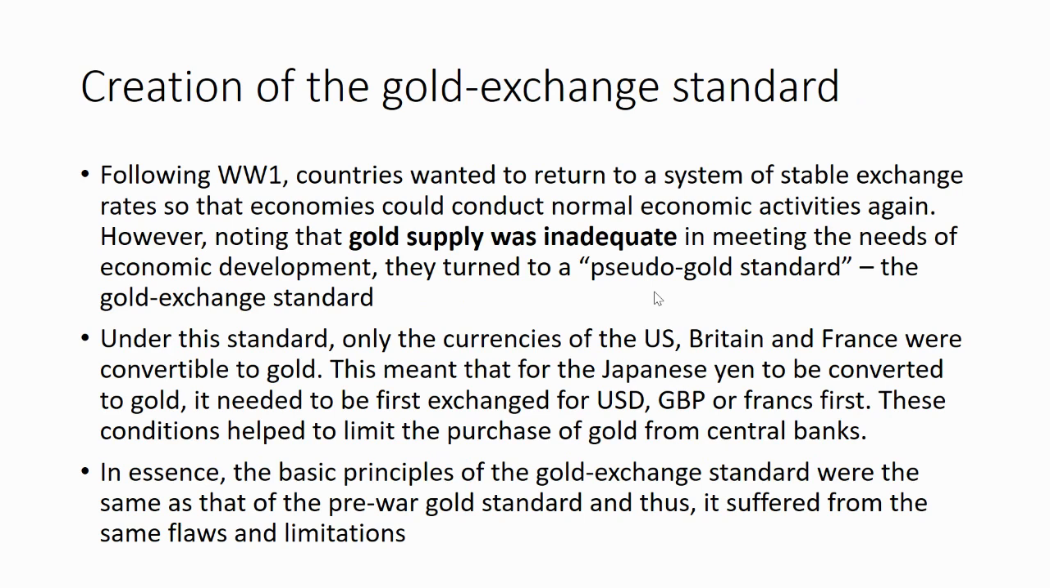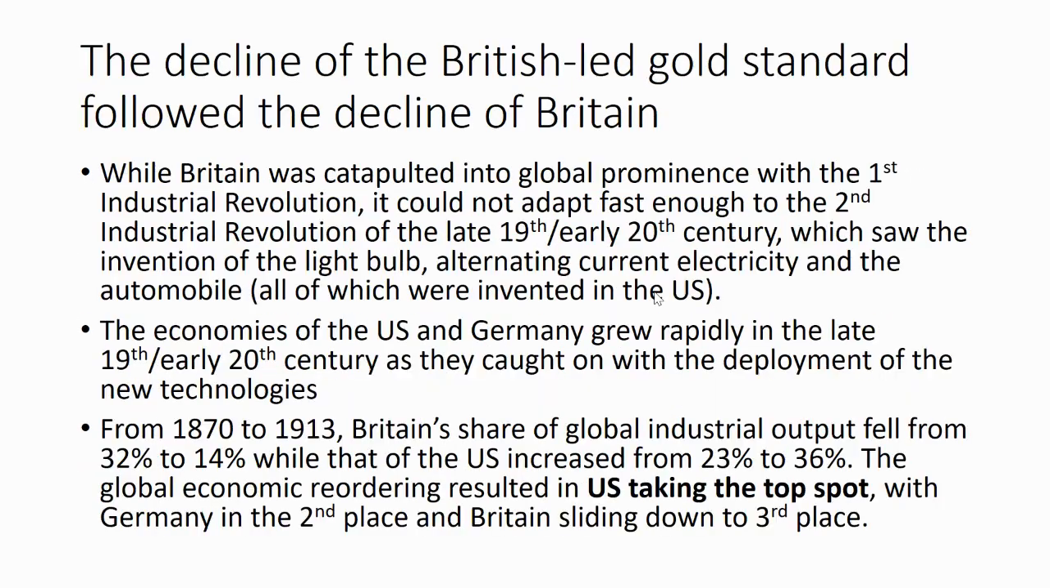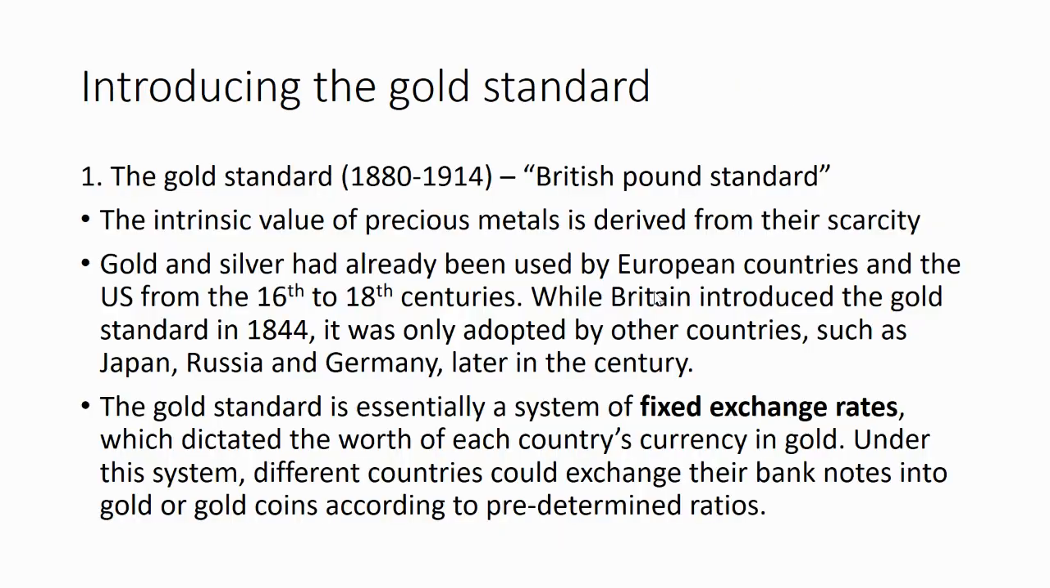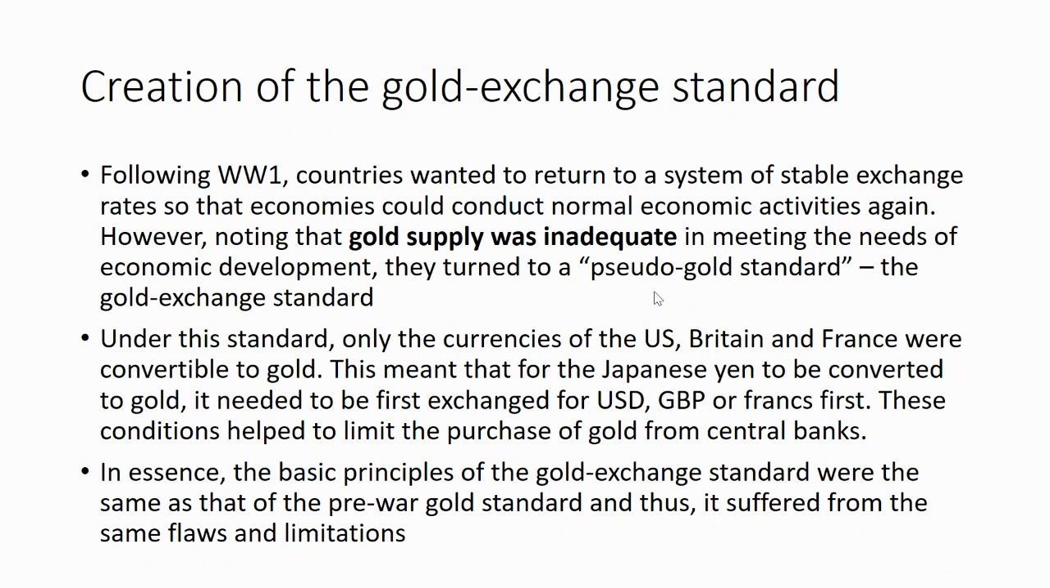After the gold standard fell apart, after World War II, countries wanted to return to a system of stable exchange rates. So remember, there was the gold exchange standard we presented on that slide, right? Gold exchange standard from 1925 to 1933. So 1925 is basically a few years after World War One, and 1933 also happens to be during the Great Depression. So countries wanted to return. Actually, this gold exchange standard didn't last a very long time. 1925 to 1933 is around 9 years. So countries wanted to return to a system of stable exchange rates to conduct normal activities again.